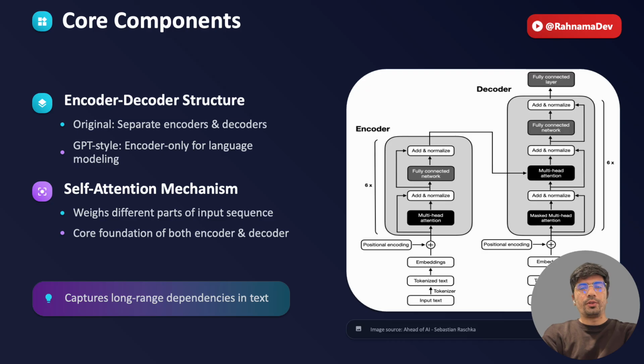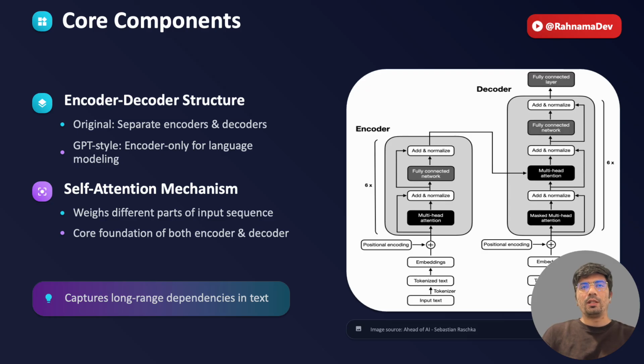The original transformer architecture introduced in the famous Attention Is All You Need paper uses an encoder-decoder structure. Think of the encoder as understanding the input. It processes and encodes the input sequence into a rich representation. The decoder then generates the output based on this encoded information. This encoder-decoder approach is perfect for tasks like translation, where you need to understand input text and generate output text.